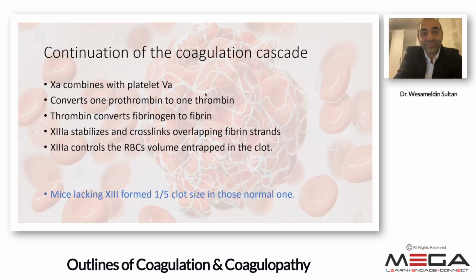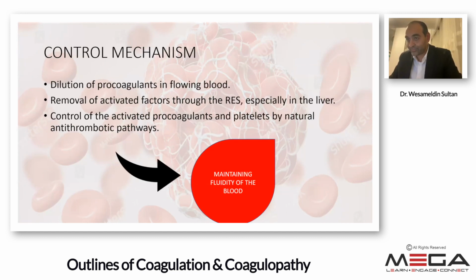After that, with the continuation of the coagulation cascade after activation of factor 10, which combines with the platelet factor 5, it converts prothrombin to thrombin, and thrombin converts fibrinogen to fibrin with the help of activated factor 13, which stabilizes and cross-links overlapping fibrin strands. Experimentally, they found that mice lacking factor 13 formed a clot one fifth the size of the normal one. So factor 13 is called the fibrin stabilizing factor, as we know.